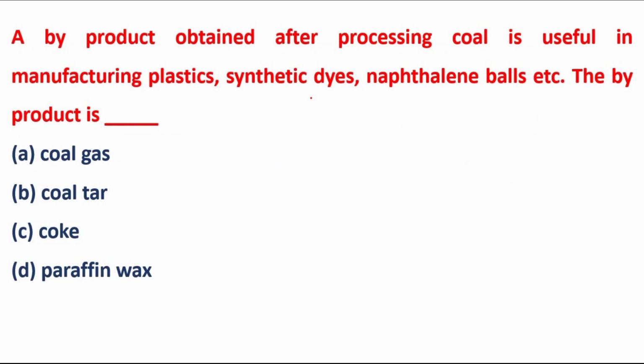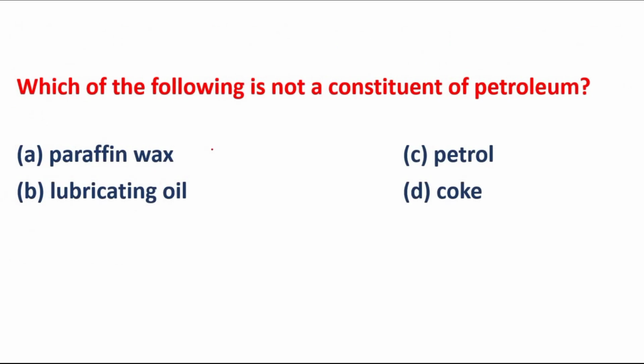Here is the next question. A byproduct obtained after processing coal is useful in manufacturing plastics, synthetic dyes, naphthalene balls, etc. The byproduct is, just now we saw that in the manufacturing of naphthalene balls we use coal tar. So the correct answer for this question is also the coal tar. Option B is the correct answer. Coal tar is used in the manufacturing of plastics.